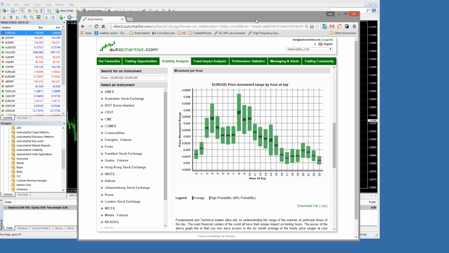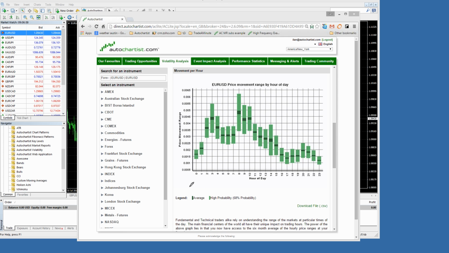Let's look at it this way. I've shown you a graph in front of you now. There should be a graph of Euro USD price movement by hour of the day. What I'm showing you right now is proof that if you trade euro dollar, you can expect different amounts of movement at different times of day. This graph shows a 24-hour period along the bottom axis and the movement in price along the side axis, the y-axis.